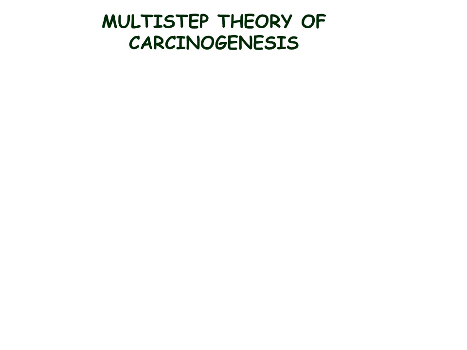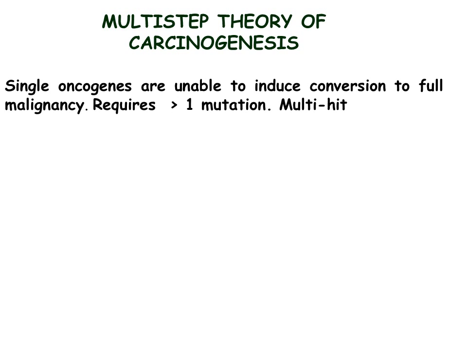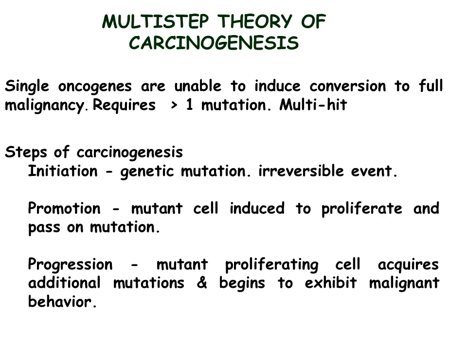This is what I was talking about earlier in a previous slide, the multi-step theory of carcinogenesis. This has been around for a long time because early on we realized that just a single mutation is not going to give a malignant cell all the characteristics that it needs to be fully malignant. So it requires more than one mutation, or a multi-hit. So for many years we've said the steps of carcinogenesis are as follows.